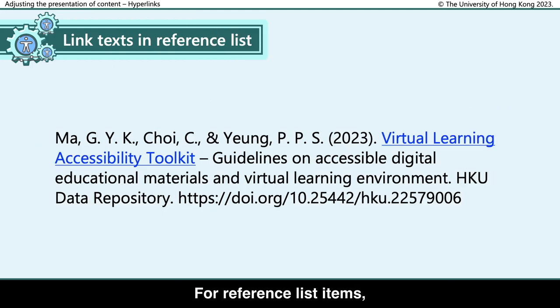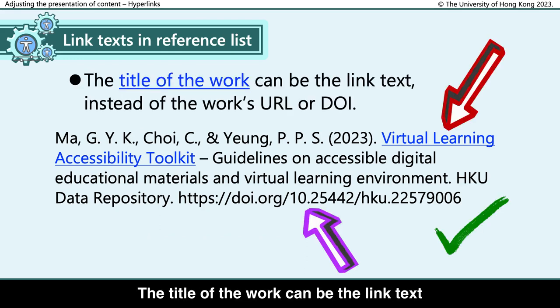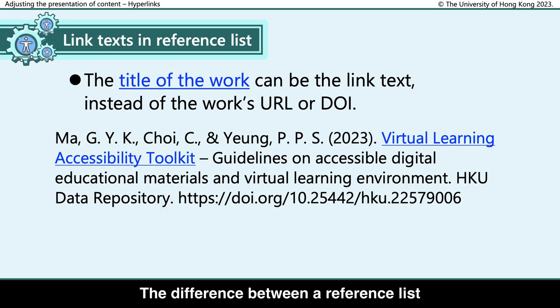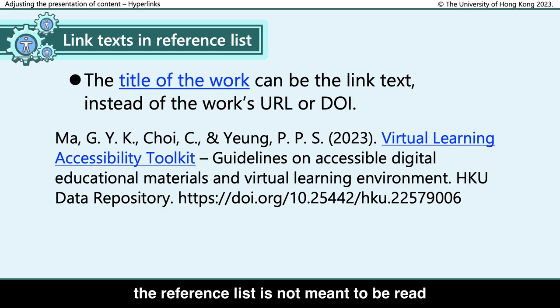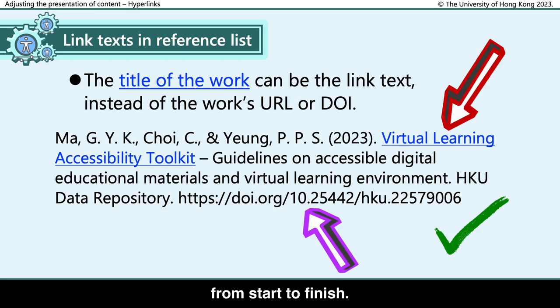For reference list items, the work's URL or DOI may be retained for users' information. The title of the work can be the link text, under these situations, instead of the work's URL or DOI. The difference between a reference list and the body content is that the reference list is not meant to be read from start to finish.